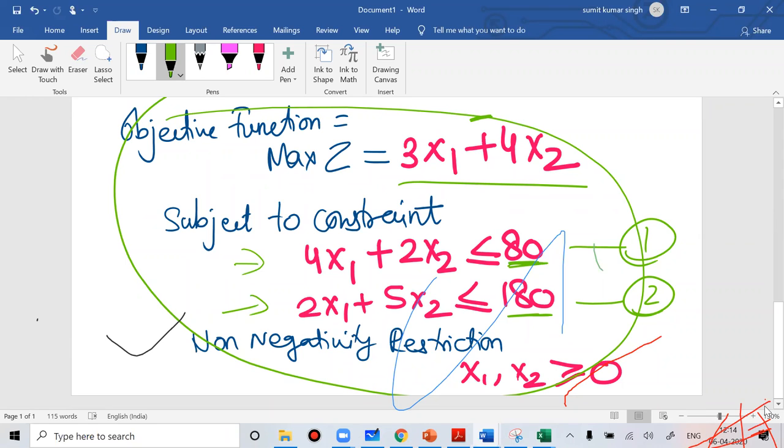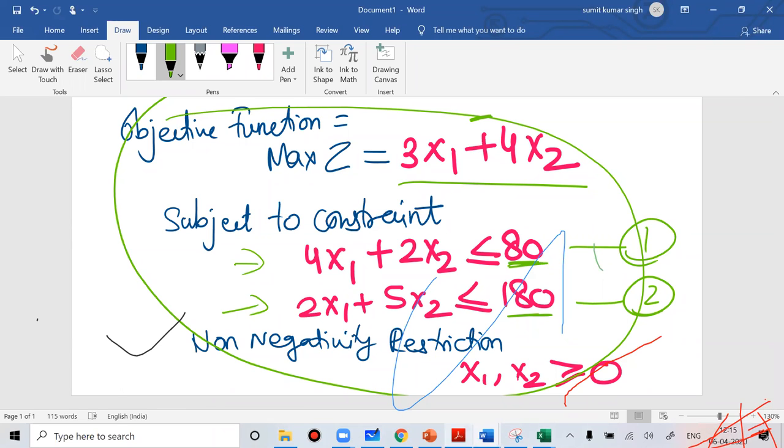For every LPP problem, we write the objective function based on our decision variables. Once we wrote the objective function, then we write our constraints, since the objective function has some constraints. And once you have written your constraints, you give the non-negativity restriction for that.